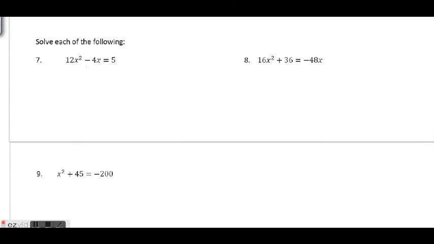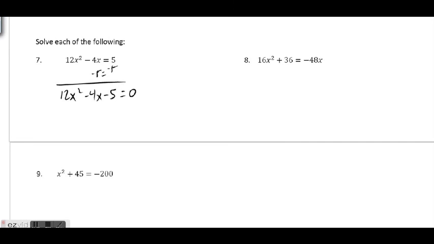In this case, I needed to force it to equal 0. So number 7, I have to force it to equal 0. So I can subtract 5 from both sides. 12x squared minus 4x. These are not like terms. Do not combine them. They are not like terms. Please don't do that.